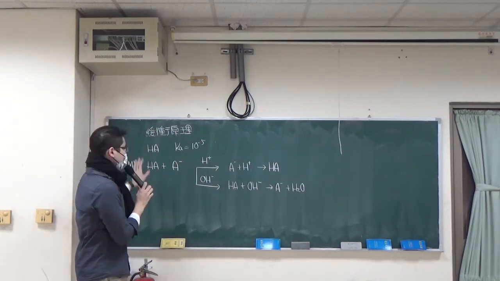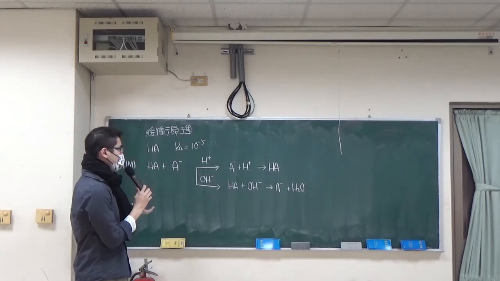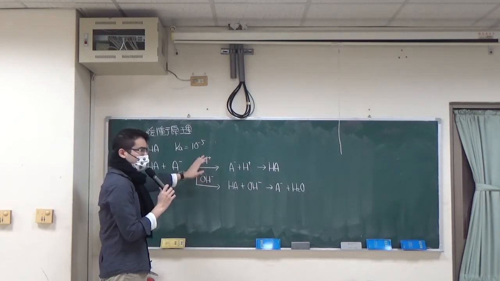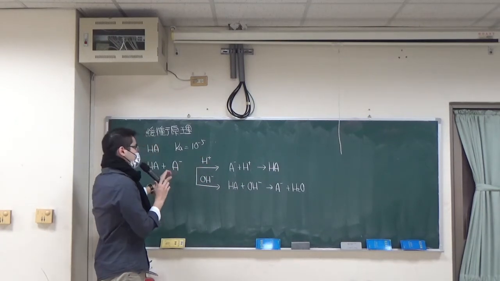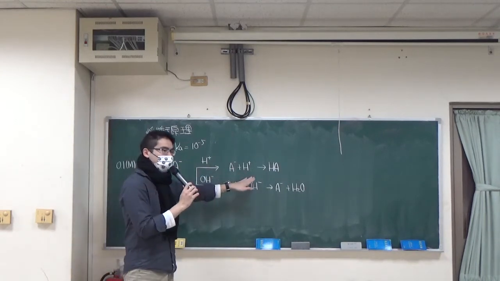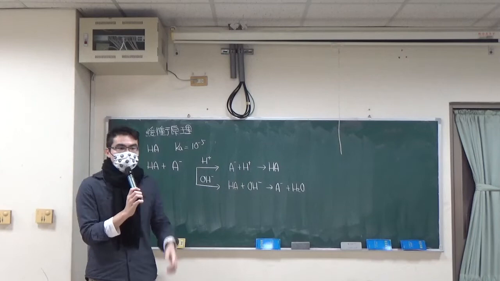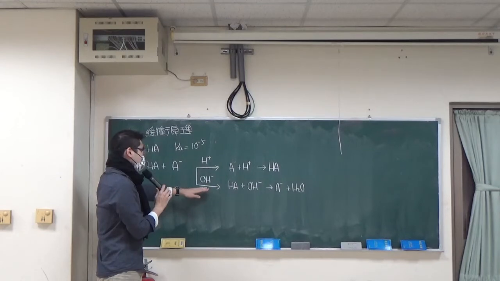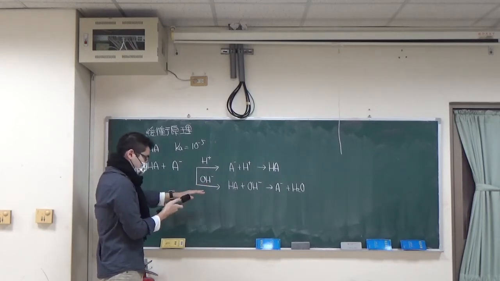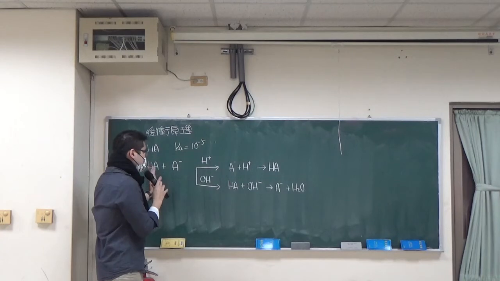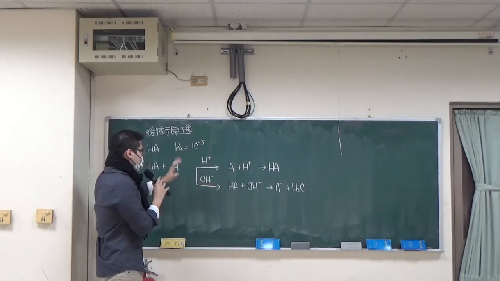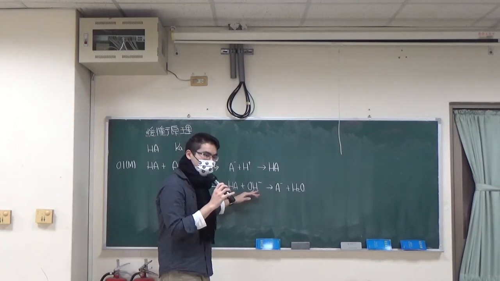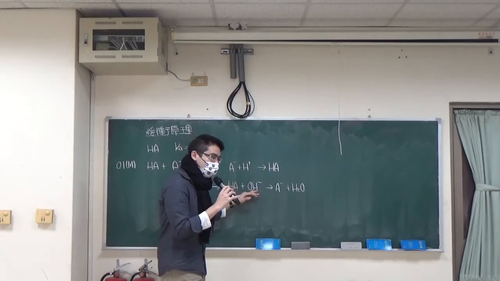So why is the buffer composed of a weak acid and its conjugated base? Because if you add some acid into the solution, the conjugated base can react with acid, so the hydronium will not be in a big concentration. And if we add some base into the solution, the base can react with the weak acid, so the concentration of hydroxide ion will not be large.